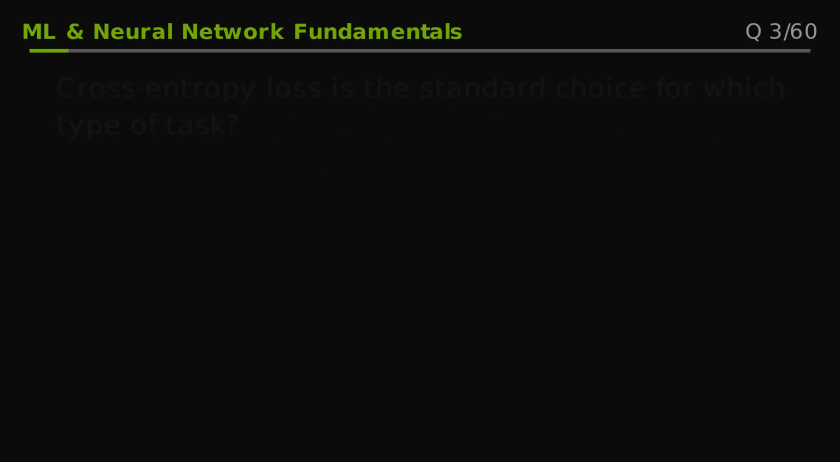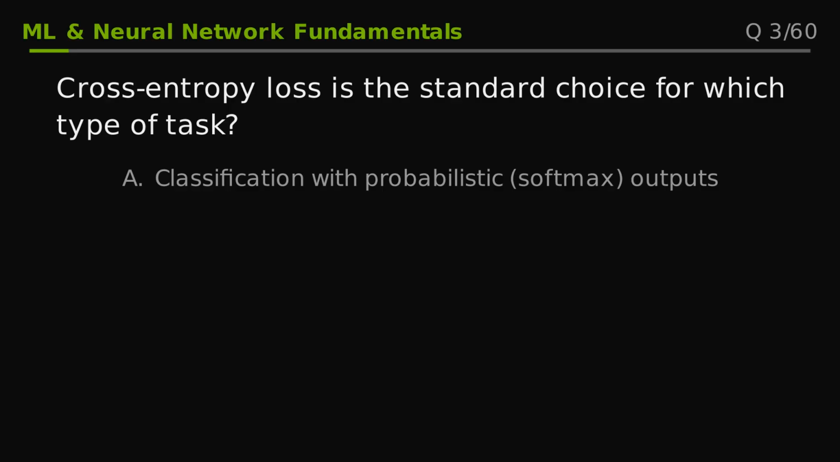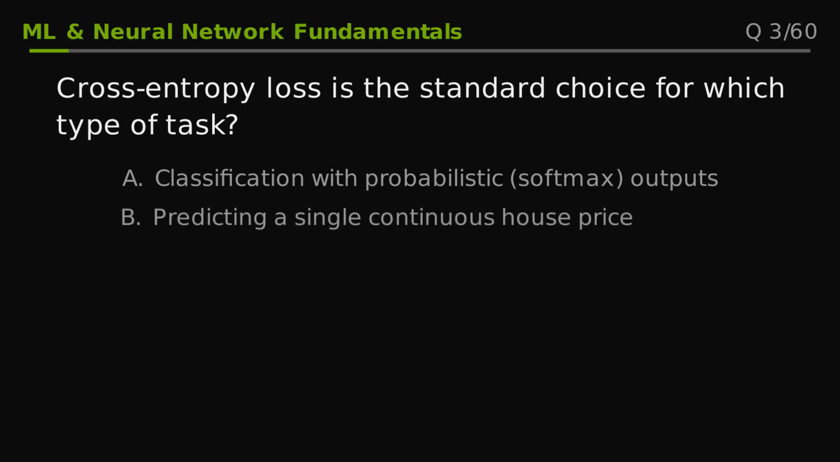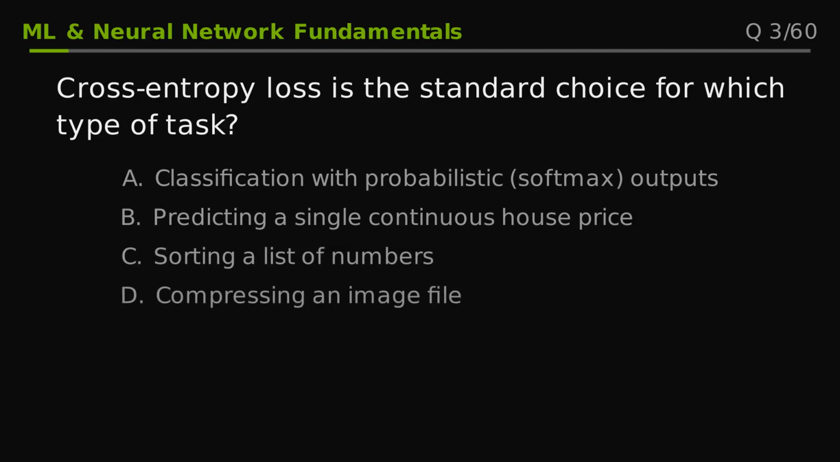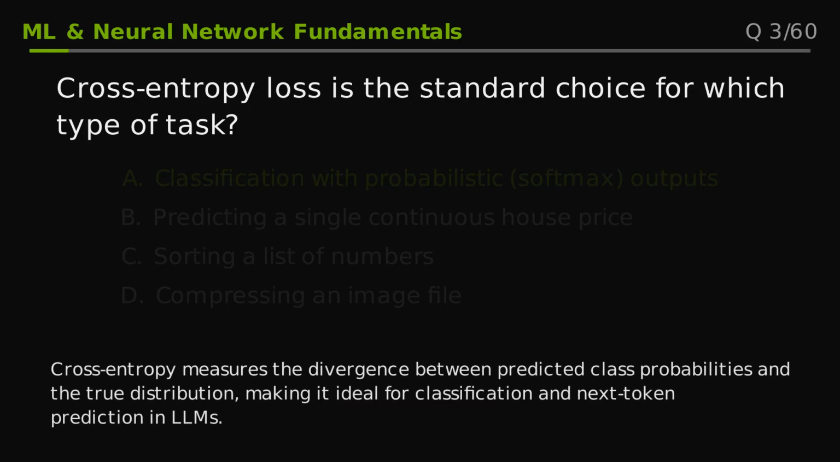losses. Question 3. Cross-entropy loss is the standard choice for which type of task? Option A. Classification with probabilistic softmax outputs. Option B. Predicting a single continuous house price. Option C. Sorting a list of numbers. Option D. Compressing an image file. The correct answer is A. Cross-entropy measures the divergence between predicted class probabilities and the true distribution, making it ideal for classification and next-token prediction in LLMs.